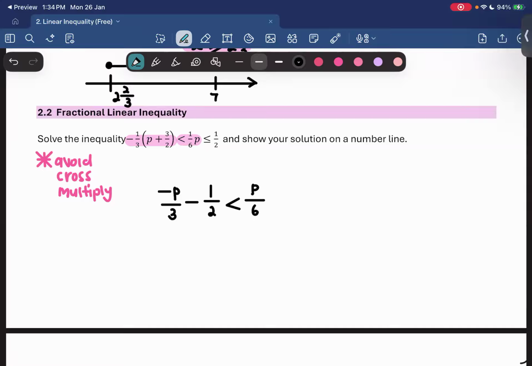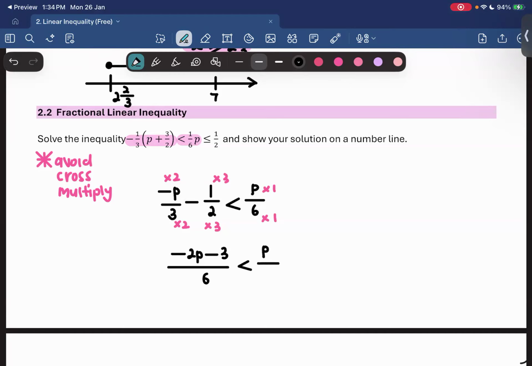So what do you do if you don't want to cross multiply and stuff? I recommend you to make their denominator the same. So this one must times 2. This one must times 3. This one just times 1. Nothing to work on, right? So this one will be negative 2P minus 3 over 6. Once you are good, you can skip this step already. This is just for you to visualize, okay?